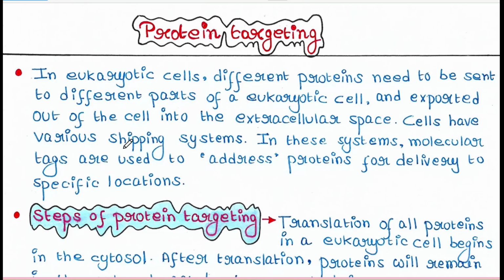So cells have various shipping systems. In these systems, molecular tags are used to address proteins for delivery to specific locations. This is just like the courier system. When we get our parcels, our address must be well written. Just like that, proteins also have tags which are used to deliver them to their proper destination. So we will see how they work.